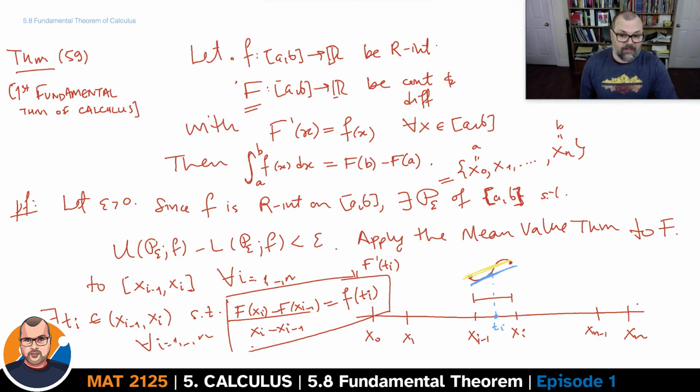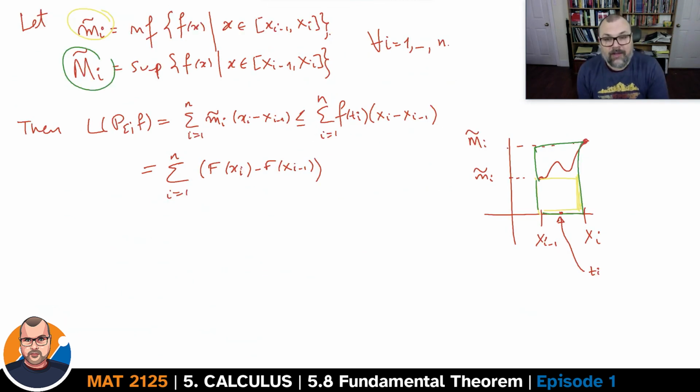Take the xi minus xi minus 1 and multiply it on this side, you get f at xi minus f at xi minus 1. And you know that this inequality here is valid because ti is in the interval xi minus 1 to xi, and so in particular f at ti is going to have to be larger than the infimum of the function on that subinterval. But this is a telescoping sum.